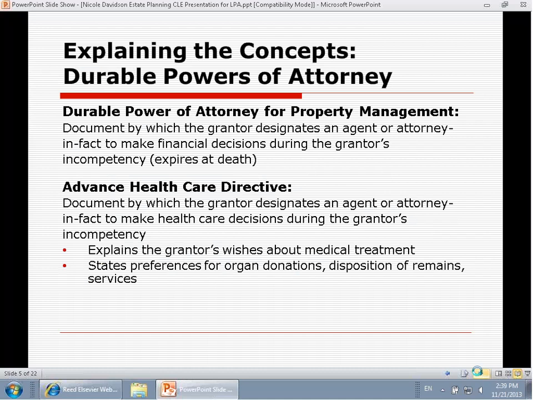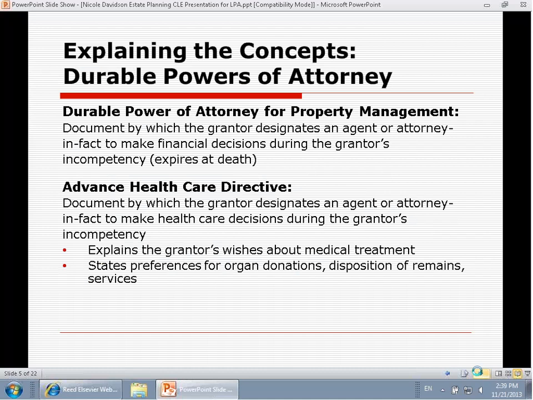Next document is a durable power of attorney. The durable power of attorney for property management is a document by which the grantor designates an agent, also called an attorney in fact, to make financial decisions during the grantor's incompetency. It's important to note that a power of attorney expires at death.